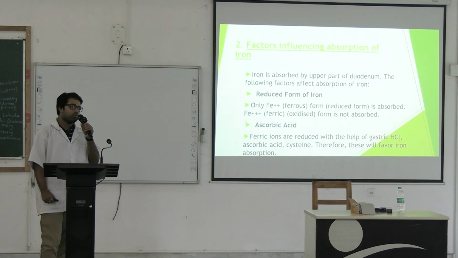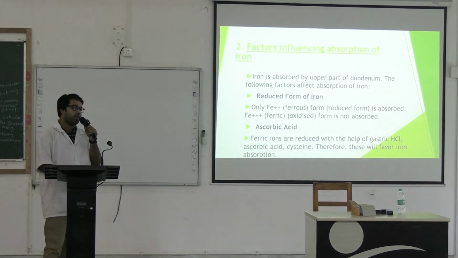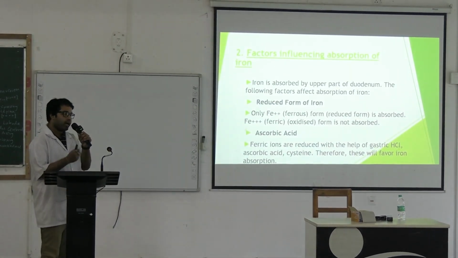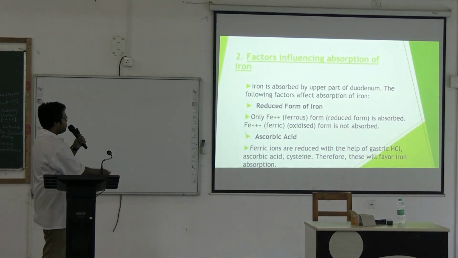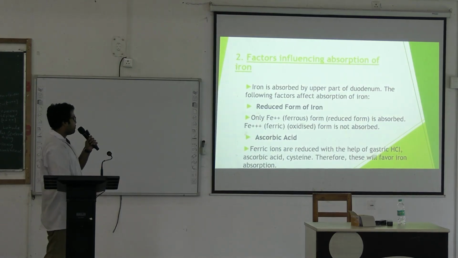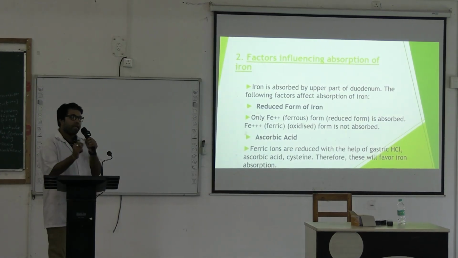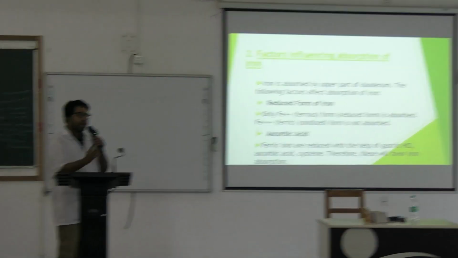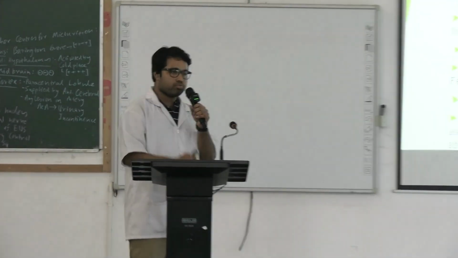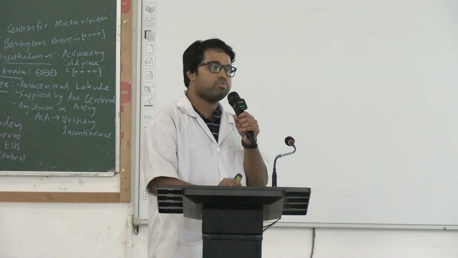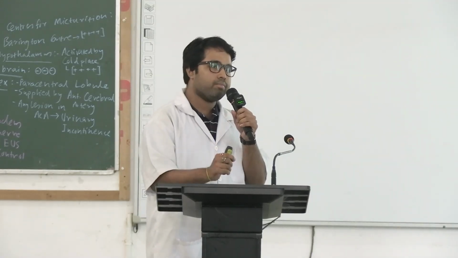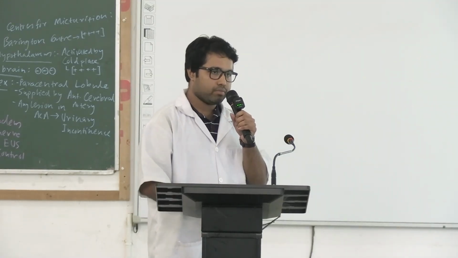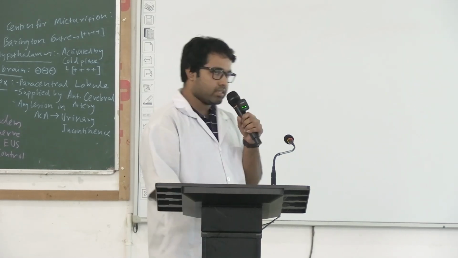Okay, now let us talk about the factors that influence iron absorption. We all know that iron is absorbed in the upper part of the duodenum. Now these factors influence iron absorption. Number one is the reduced form of iron. Fe3+ is the oxidized form and Fe2+ is the reduced form. Fe3+ cannot get absorbed in our body. So in order to absorb iron, it has to be converted to Fe2+ form by the enzyme known as ferric reductase. Next one is ascorbic acid.